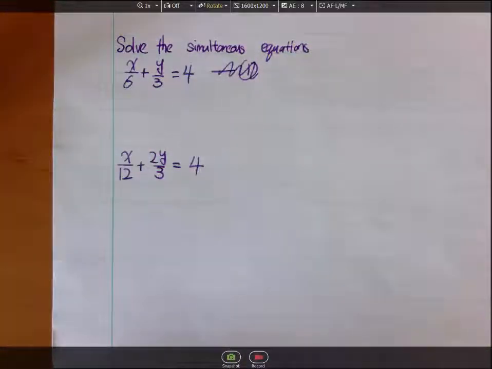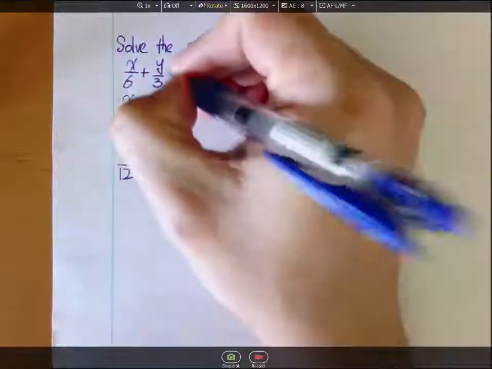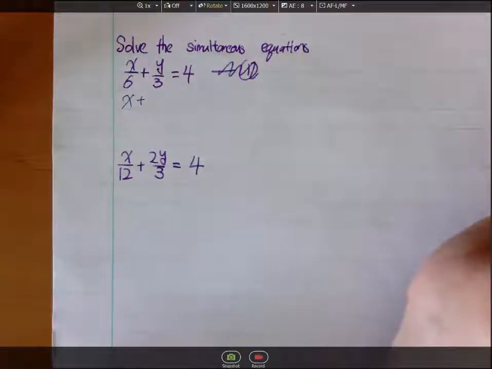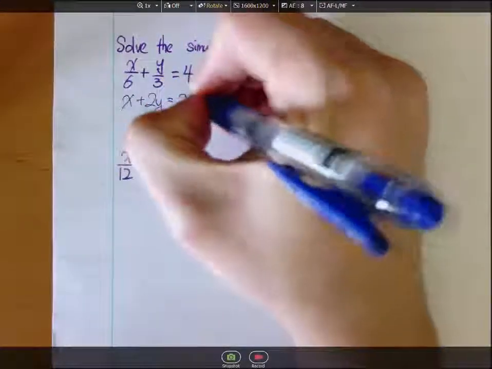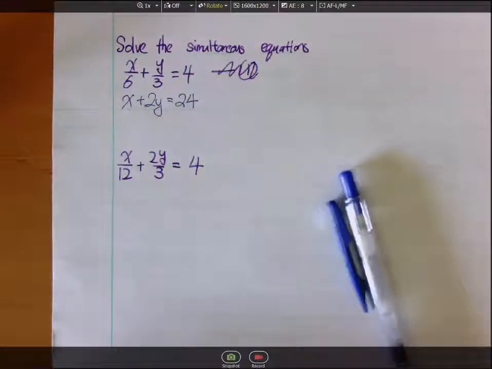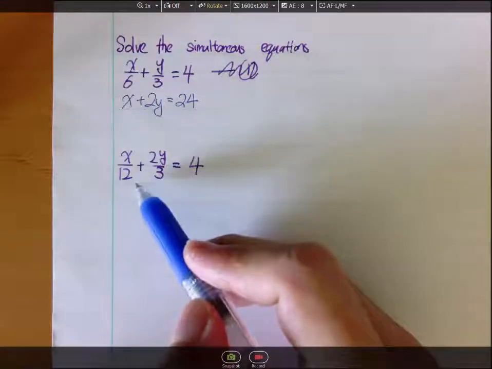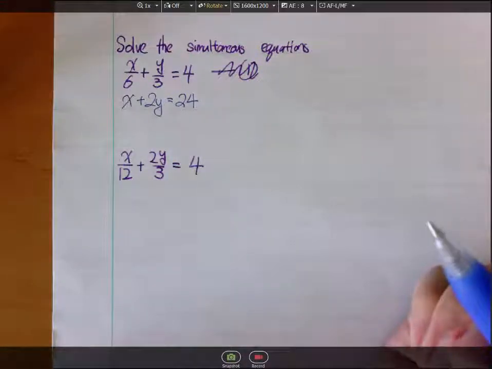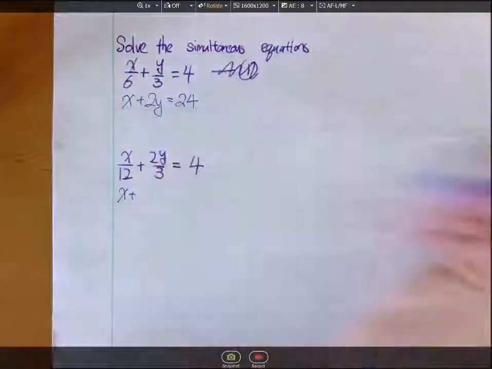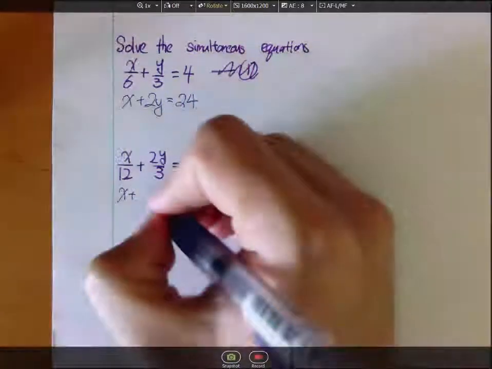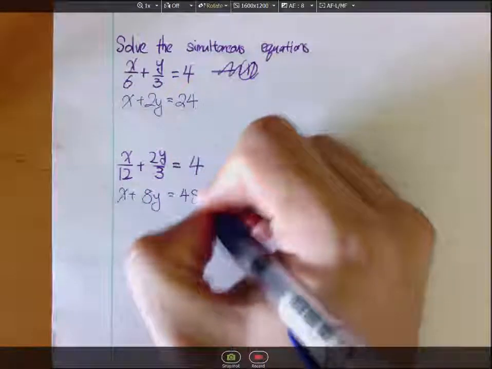So I multiply throughout by 6. So x over 6 times 6 gives me x. y over 3 times 6 will give me 2y equals 24. This part here, the equation is a bit more simplified. Lowest common denominator here is 12. So I multiply throughout by 12. I'll get x. 12 and 3 will eliminate, give me 4 times 2y gives me 8y equals 48.